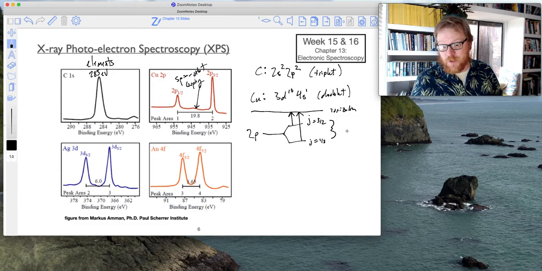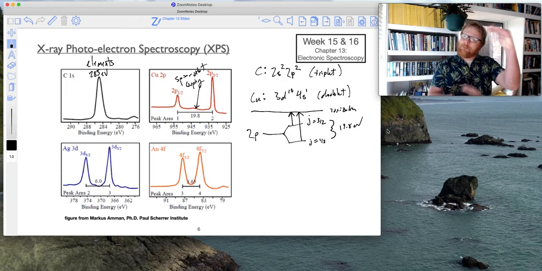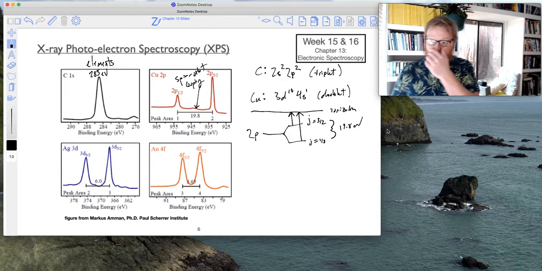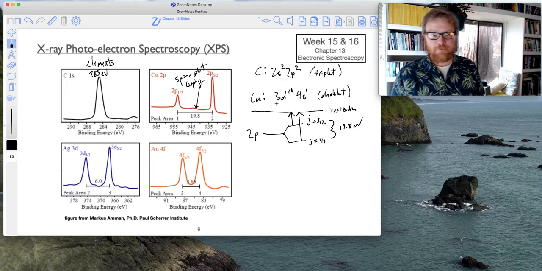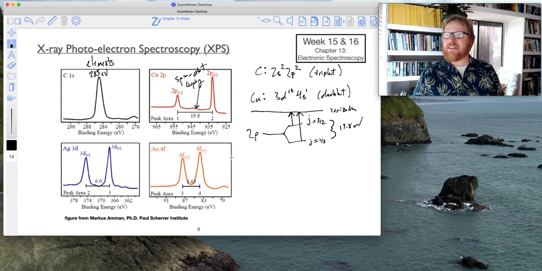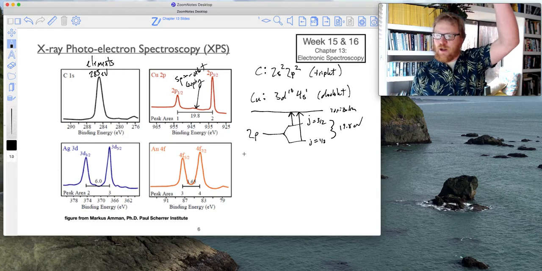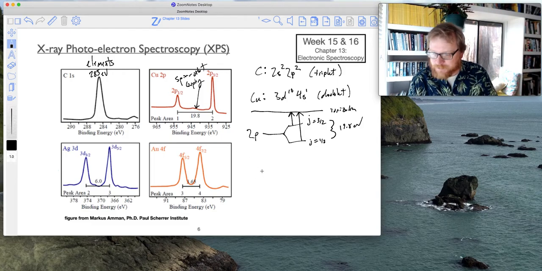And so from the XPS technique, we can calculate that this spin orbit coupling constant, in other words, the difference between these energy levels for copper, is 19.8 electron volts. And that's a big difference, that 19.8 eV. So now if we look at silver, and get a periodic table in front of you, you can see that it goes copper, silver, gold.